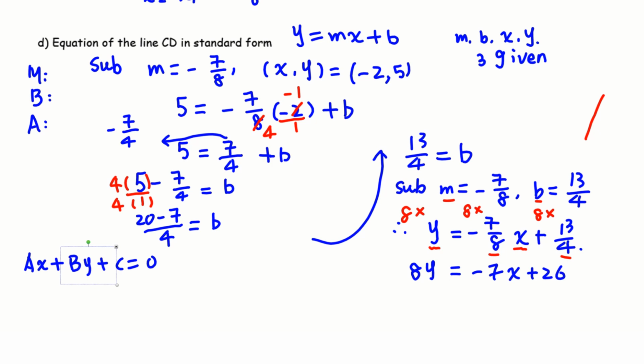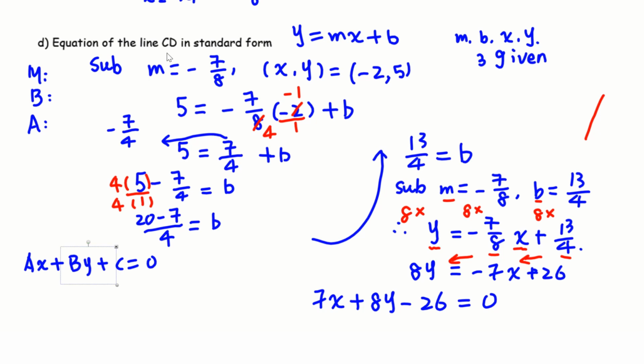Then we want to move everything to one side. We want to have the A value positive, so we move the negative 7x and the 26 to the left side. Opposite operation, negative 7x becomes positive 7x, then plus 8y. 26 moved to the other side is negative 26, that equals 0. This is the standard form. So this is done for this.